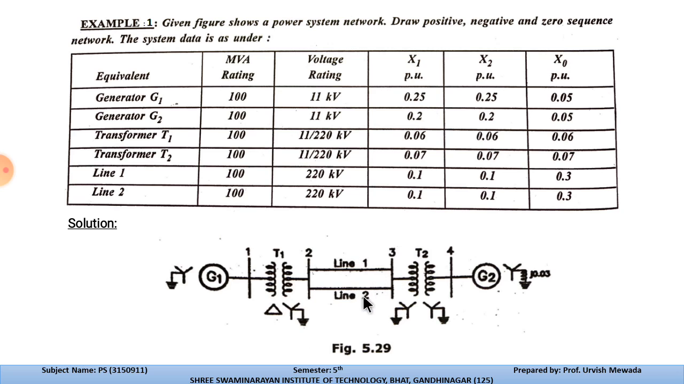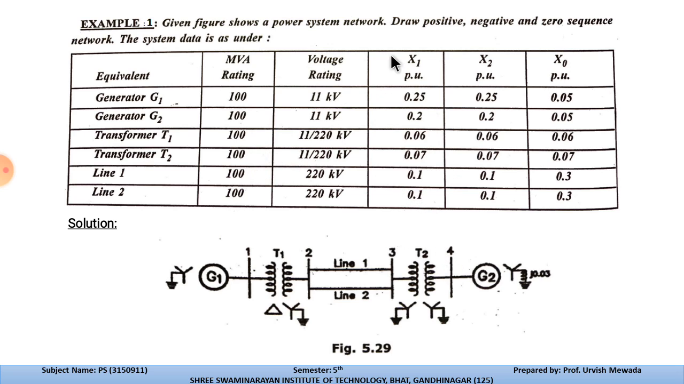Line 1 and line 2 both carry power from bus number 2 to bus number 3, and after bus number 3 we have transformer T2. T2 has both connections in star and both are grounded, and it is connected to bus number 4, and then we have generator number 2, whose star connection is also grounded. All the reactances of the given generators, transformers, and lines are written in this table.